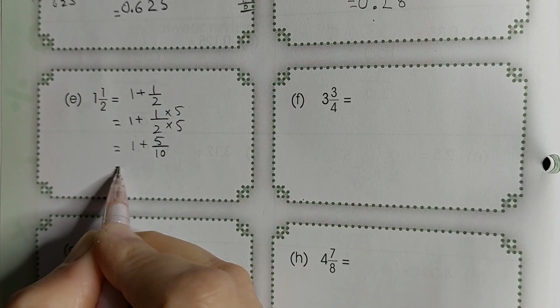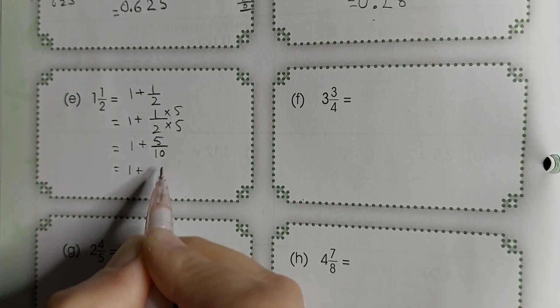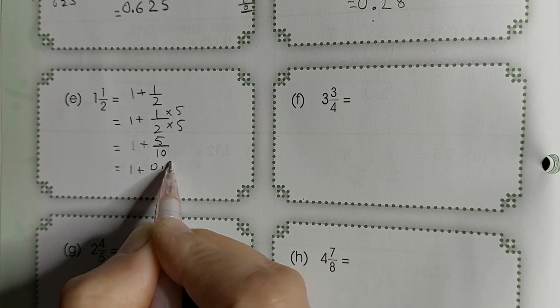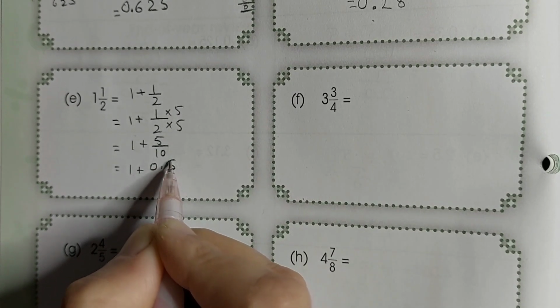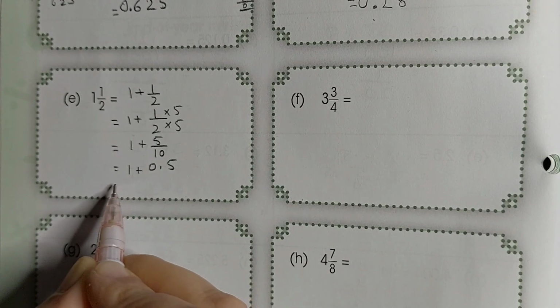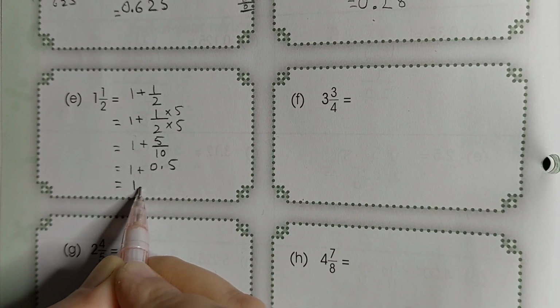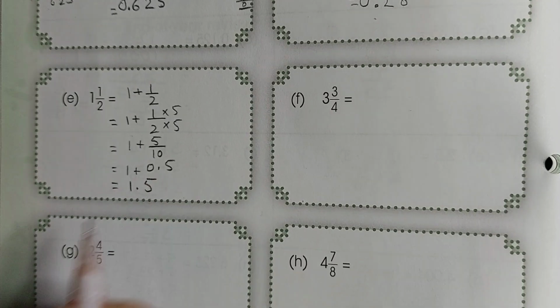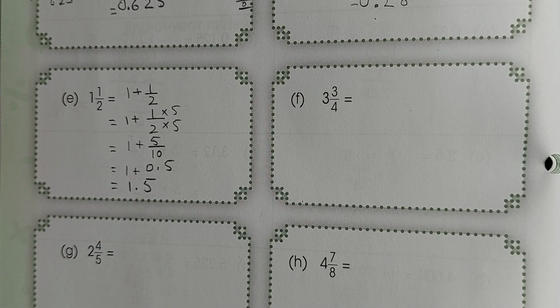So after how many digits will you put the decimal? 0.5, because there is 1 zero, so after 1 digit. So the answer will become 1.5. This is the decimal form for part E.